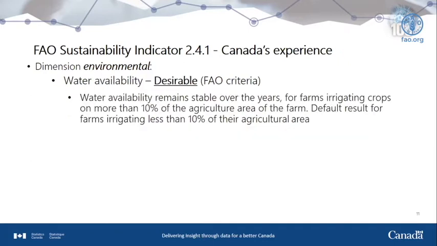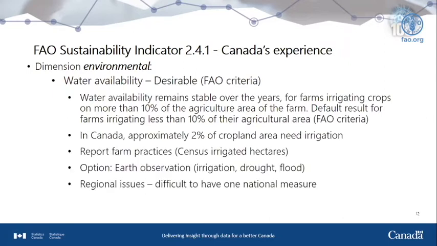Next slide, please. So water availability, so desirable, the criteria here is that farm irrigation, irrigating crops, is more than 10% of agriculture and remains stable over the years. Next slide, please. And this was easy to measure as well, because we do have the measure of cropland area that's irrigated on the census. So this was relatively easier to measure.